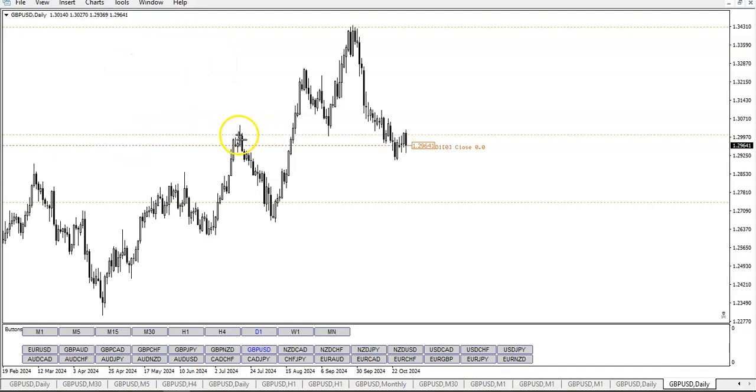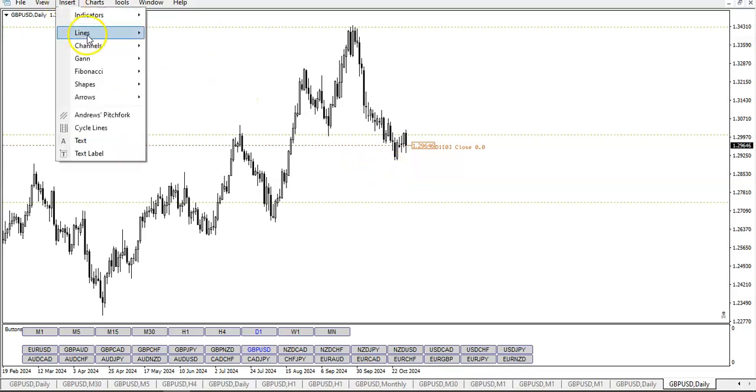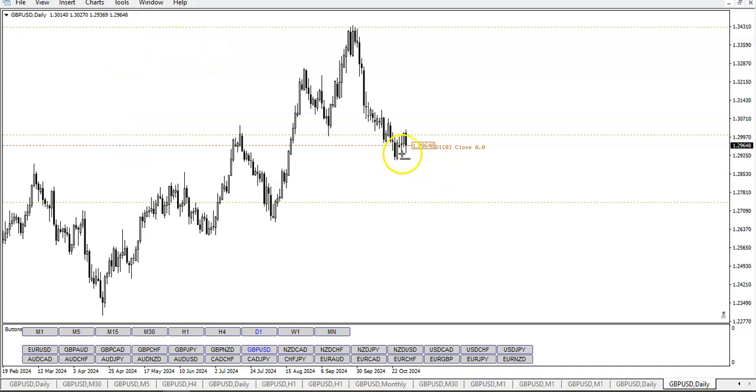And some people go, oh, you're doing this in hindsight. Well, they can say what they want. People have a tendency to do that. And then once again, this is a daily. So I would probably put it at the close of this candle, because the open here actually gapped down just a bit.